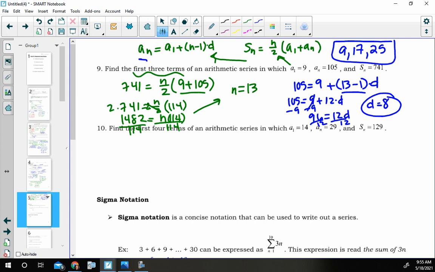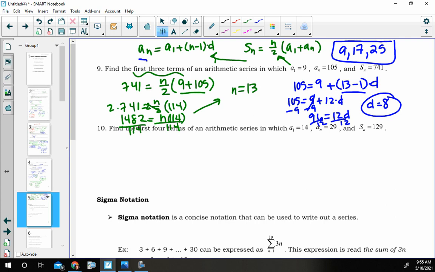Okay, so I want you to pause the video. Again, these are manipulations of the 2 equations. We're going to do the same thing, but with geometric in the next couple of days, where you ask: what information do I have? Which equation can I use to find more information? So pause the video and see if you can try number 10 on your own.